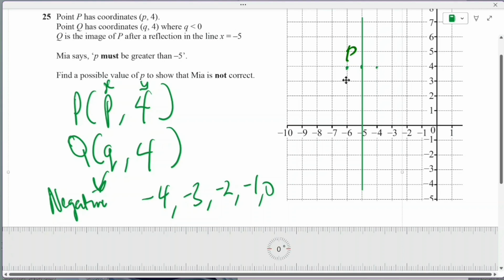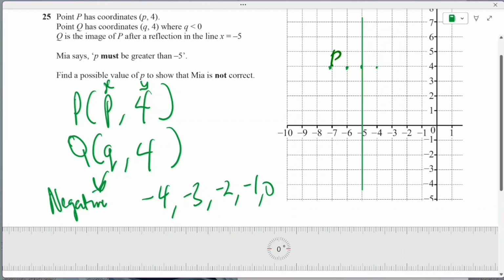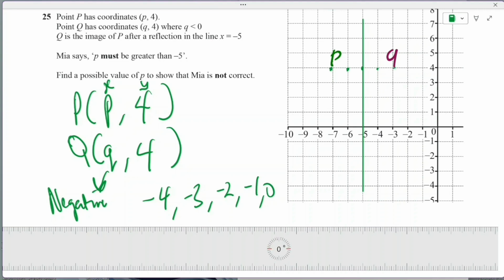P can be on this side being minus 6, while Q is on the other side here. P can also be at minus 7, while Q will be here. Q can also be here because if this is P and it's one line away from the line of reflection, Q will be here, which is one line away from the line of reflection. That's on the other side, that means on your right of the line of reflection. They are equal distance away from the line of reflection.